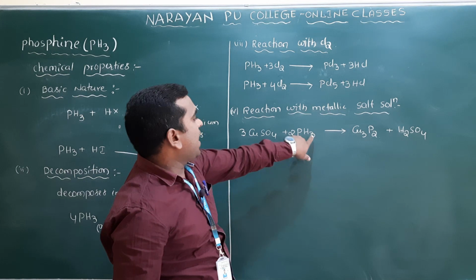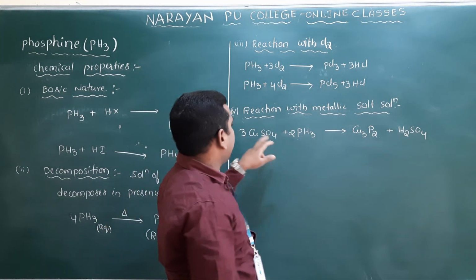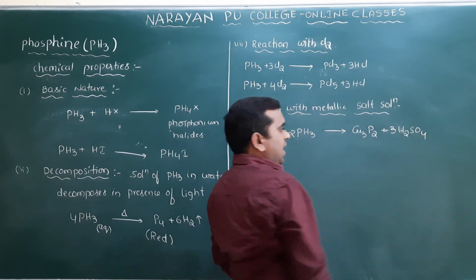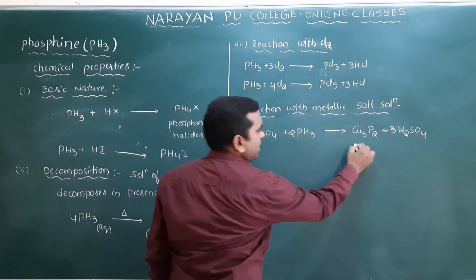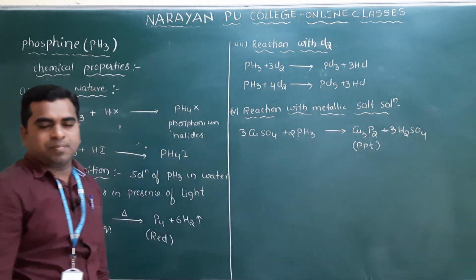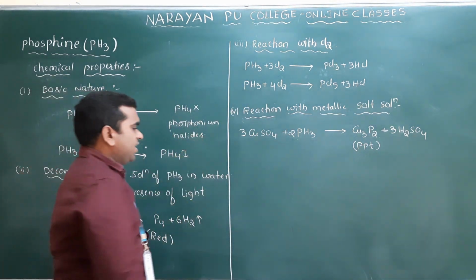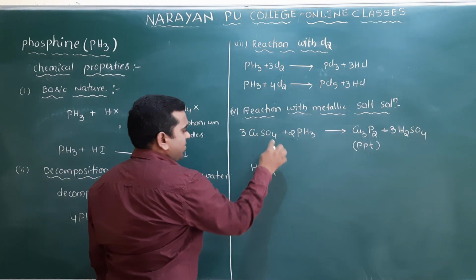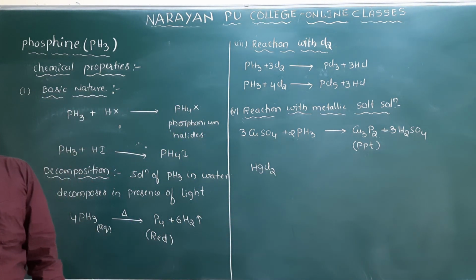Then how many hydrogens are there here? 6 hydrogens are there and 3 sulfate groups are there. I will multiply this one with 3 and it is balanced. So what are you getting here? You are getting the metal phosphide precipitate. Clear? In the same way, I have taken sulfate here, now I will take mercury chloride.